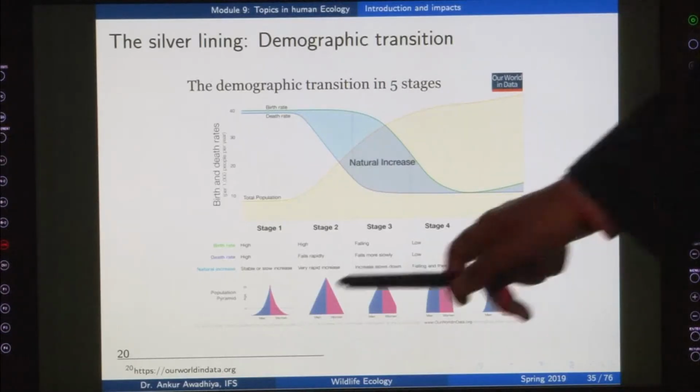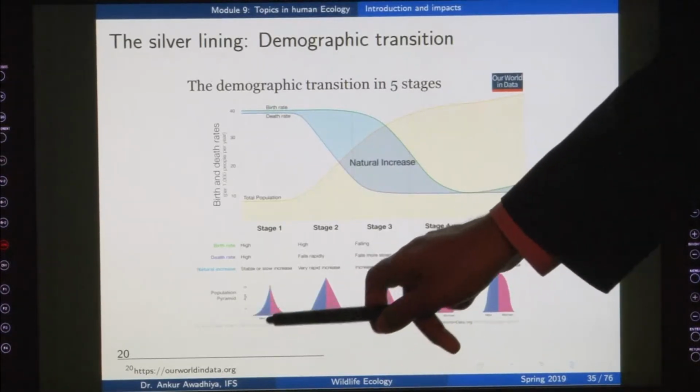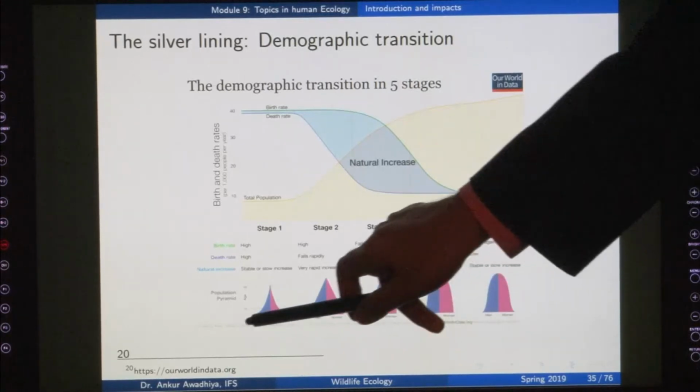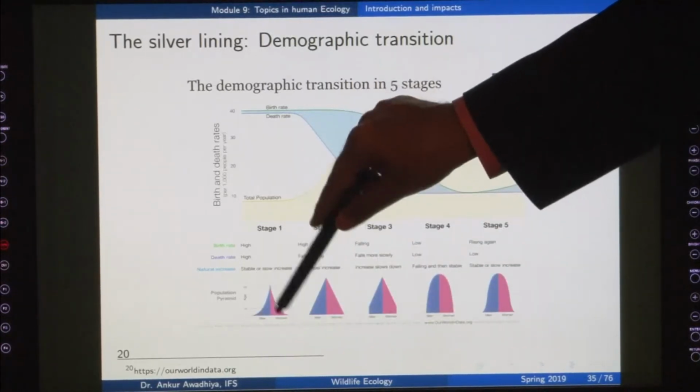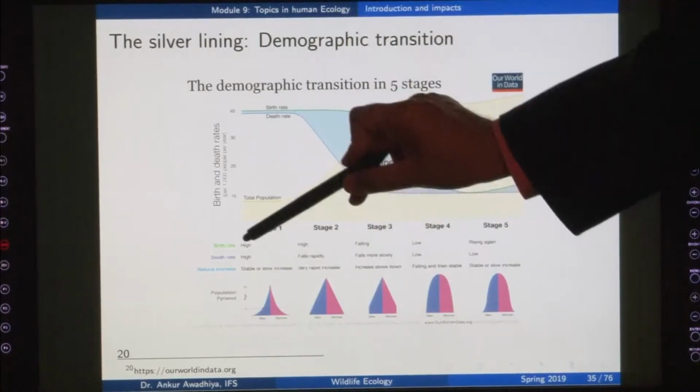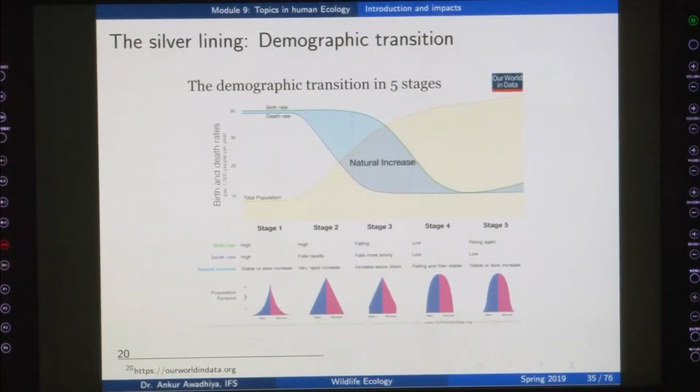So, in this pyramid we are seeing a high birth rate, so the bottom is very large, and a high death rate, so it is tapering very fast, and this is representative of the first stage, a high birth rate and a high death rate.